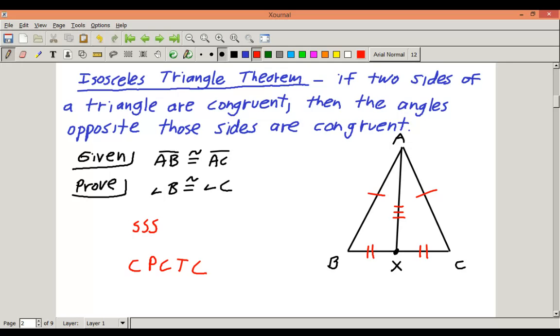So again, the theorem, called the isosceles triangle theorem, says if two sides of a triangle are congruent, then the angles opposite those sides are congruent. Another way to say that, if you are in a hurry, is base angles of an isosceles triangle are congruent.